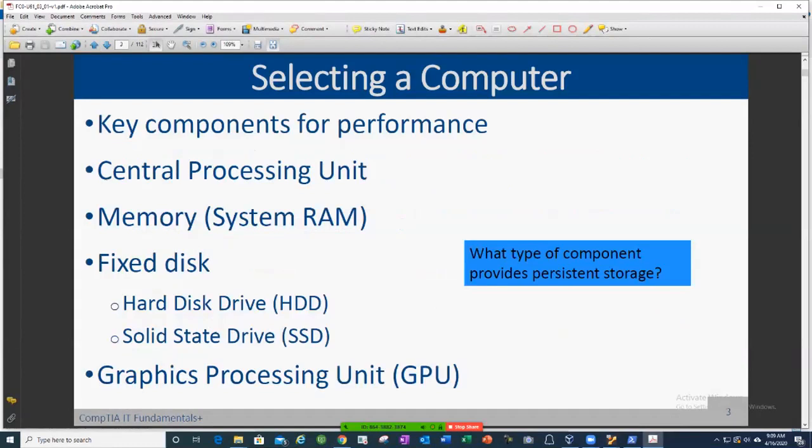So what are the kinds of things that you should take into consideration when you are selecting a computer? What are the key components for performance? The first thing is the central processing unit, or CPU. This is considered kind of like the brain of the computer. Another extremely important component is the memory, or system RAM, the amount of memory in your computer. And obviously fixed disk, the hard drive.